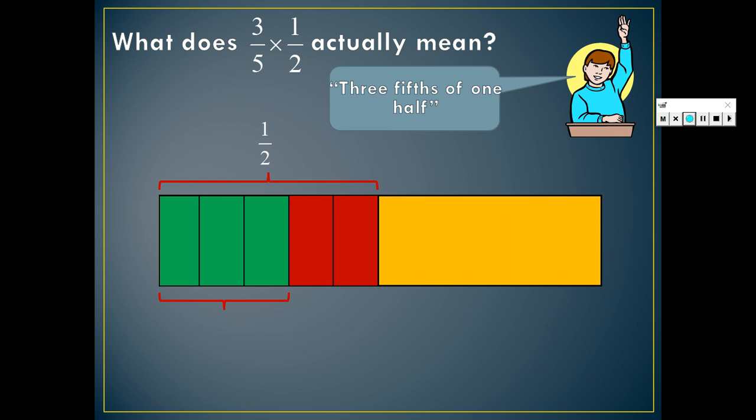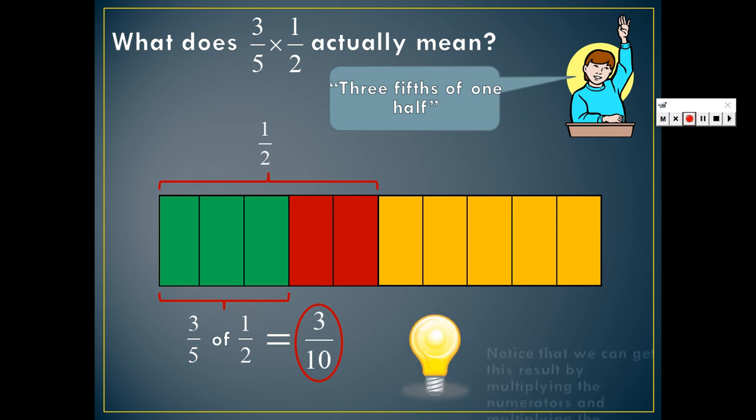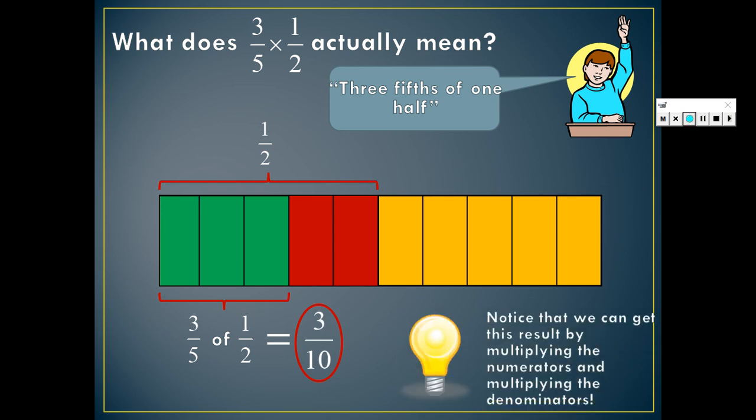Okay, you're confused. Let's just go back and try it again. 3/5 of 1/2 says start with 1/2. Then I want 3 of every 5 pieces of that 1/2. So of that 1/2, I only want 3 of the 5 pieces. What does that mean? Of the garlic bread, what did I get? I got 3 of the 10 pieces were there. Now, what you should notice right away is that if you want to get this result, you just have to multiply the numerators and multiply the denominators, and you'll get the result. Now, that's not the same as adding and subtracting.